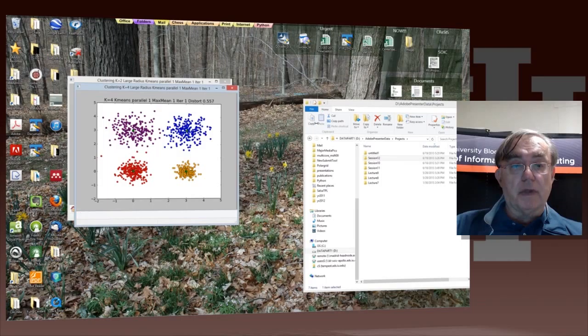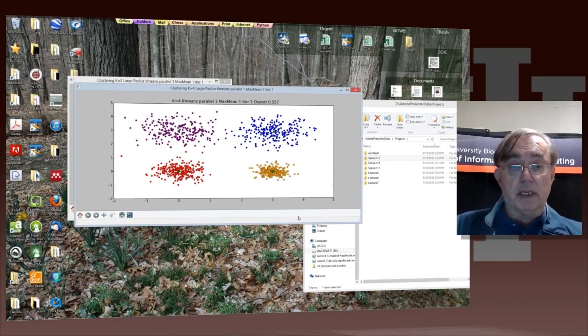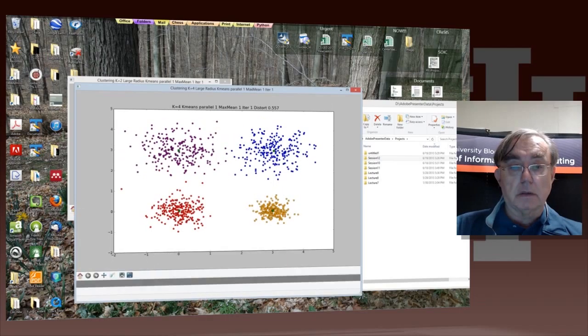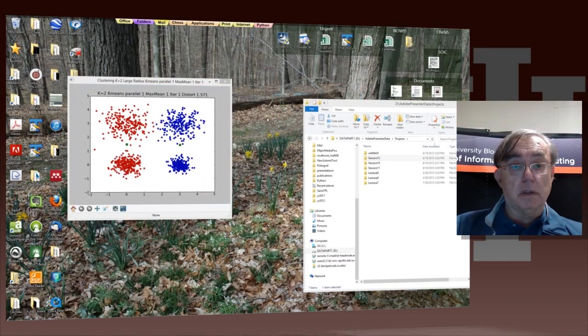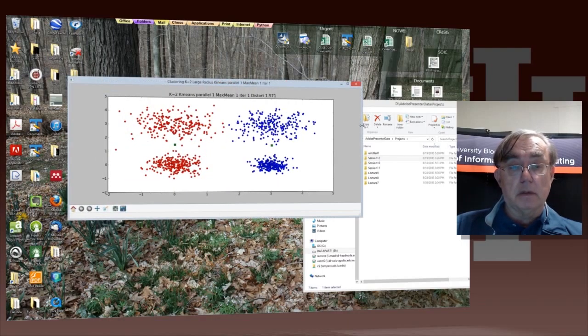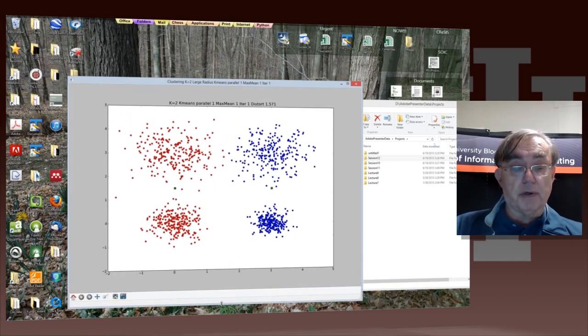Here we have the large radius case. Okay, 4 clusters, and it's given a pretty good answer here. Again, looks near the optimal. So this run ends up having no really peculiar answers.